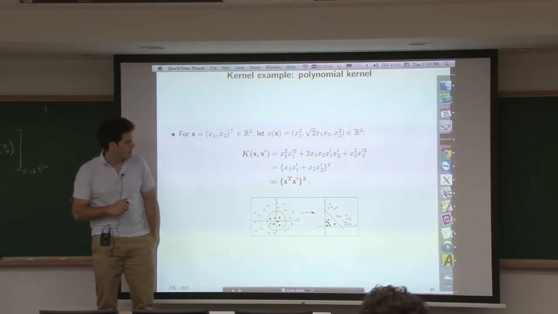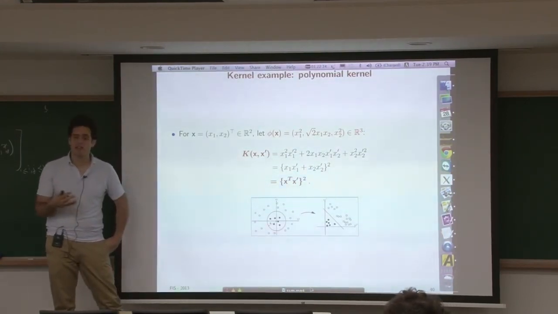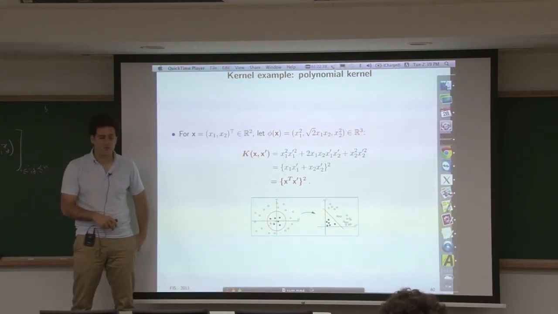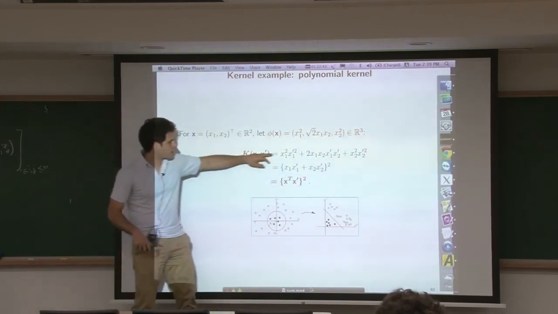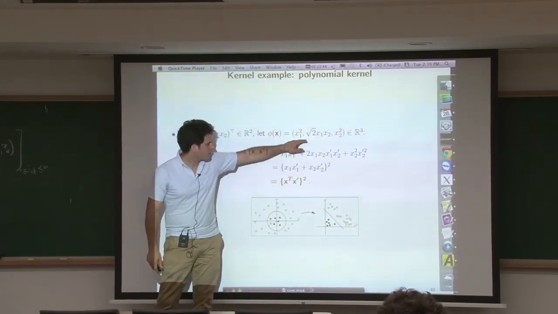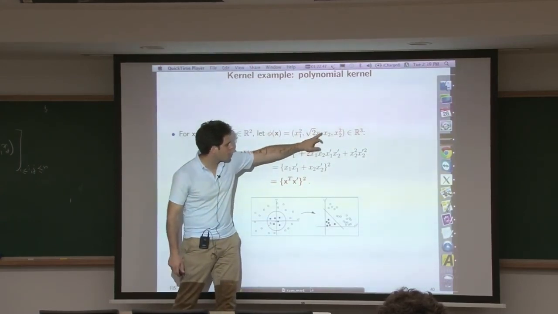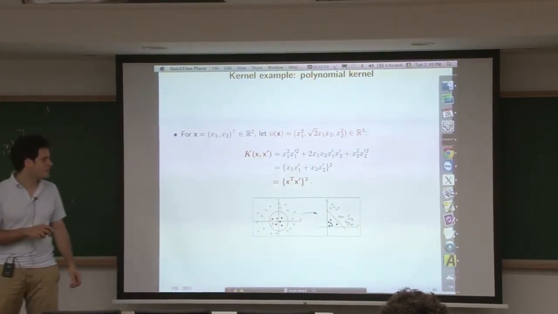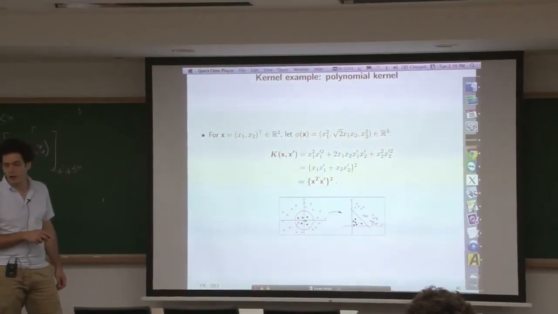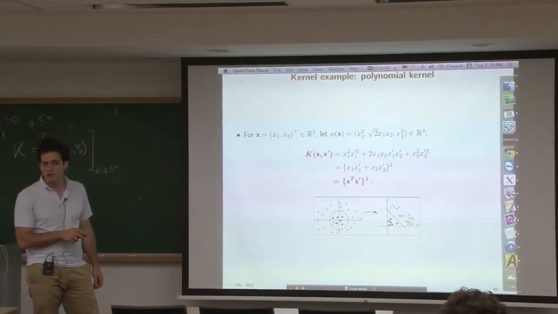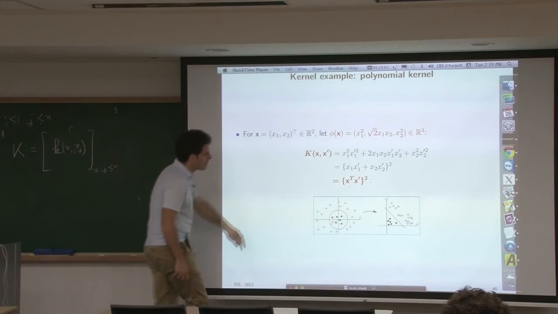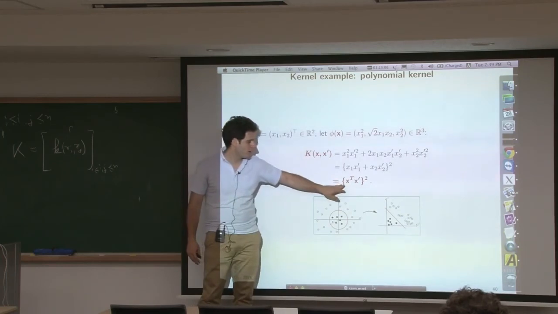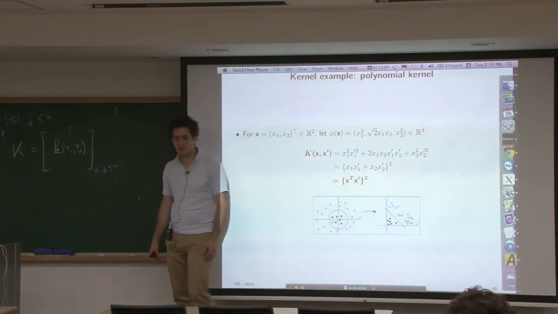So if I now have two points, x and x prime, I compute the feature map for each of those two points, and I take the dot product. It's going to be x1 square, x1 prime square, plus square root of 2 x1 x2 times square root of 2 x1 prime x2 prime, plus x2 square, x2 prime square. But if you just compute this, it's very easy to see that this quantity is simply the dot product of x and x prime, squared. So actually this was just for cosmetic purposes. If I define from the start my kernel function to be the squared dot product, I get a positive definite kernel which works.